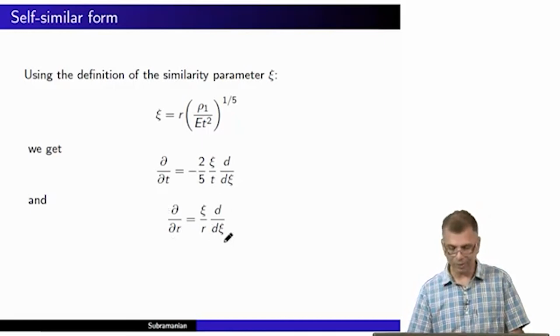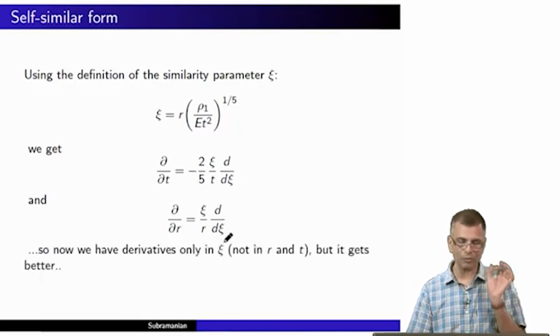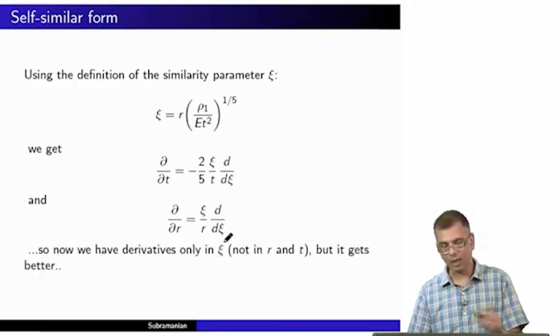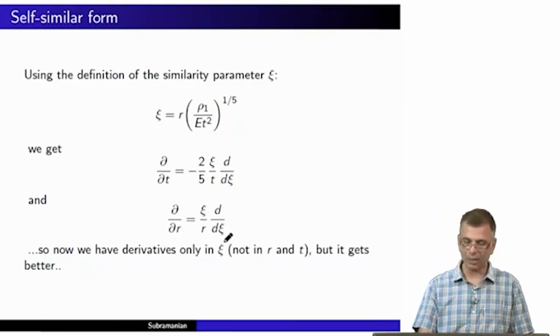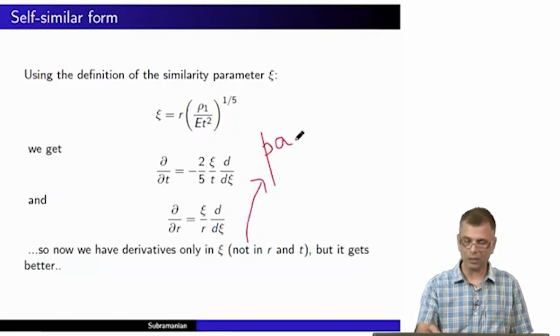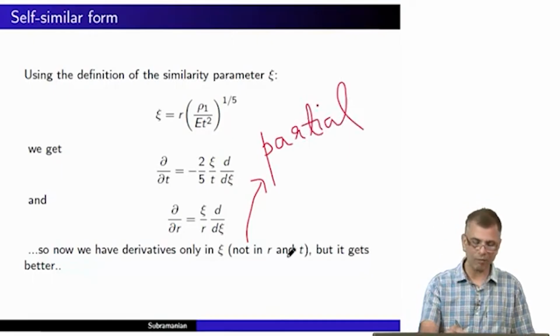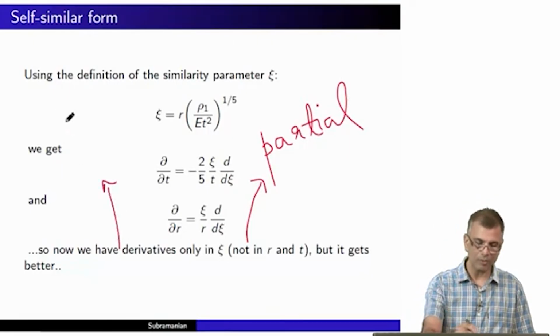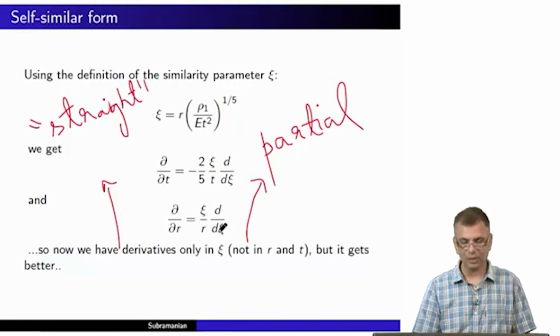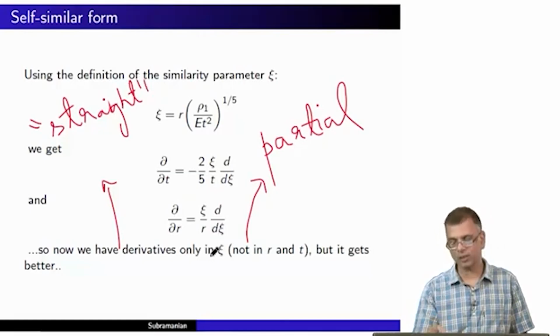Now, what are we getting at? We now have derivatives only in psi, not partial derivatives in r and t. We have straight derivatives, straight d's, only in psi and not partial in r and t.